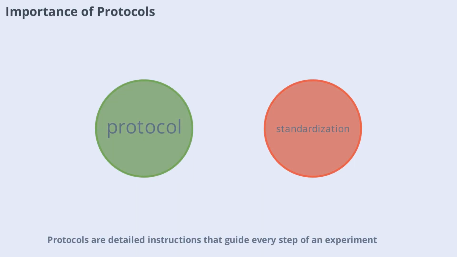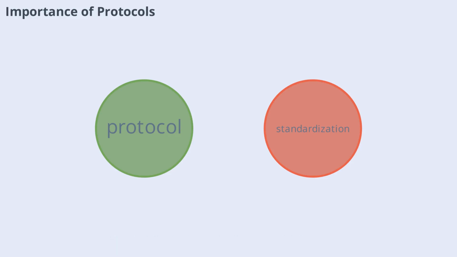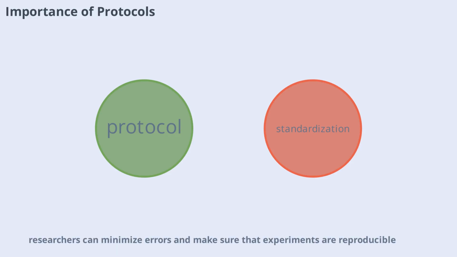Protocols are detailed instructions that guide every step of an experiment. They ensure consistency, safety, and reliability. By following a standardized protocol, researchers can minimize errors and make sure that experiments are reproducible. Protocols also help in training new team members and maintaining quality control. Let's explore what goes into creating an effective experimental protocol.